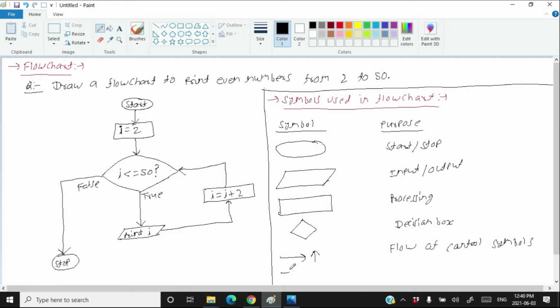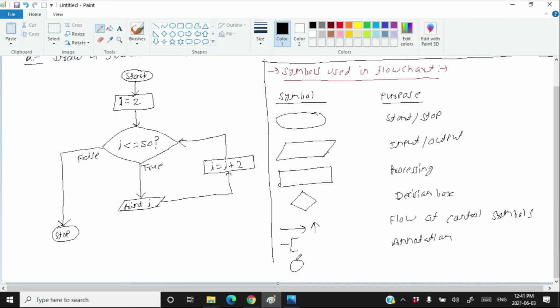There are a few more symbols used here. This one is called annotation. The circle symbol, the complete circle, is called connector. So these are the symbols used in flowchart. There are a few more definitions which are valid for the flowchart, valid for the pseudocode, and also valid for programming languages like Python.